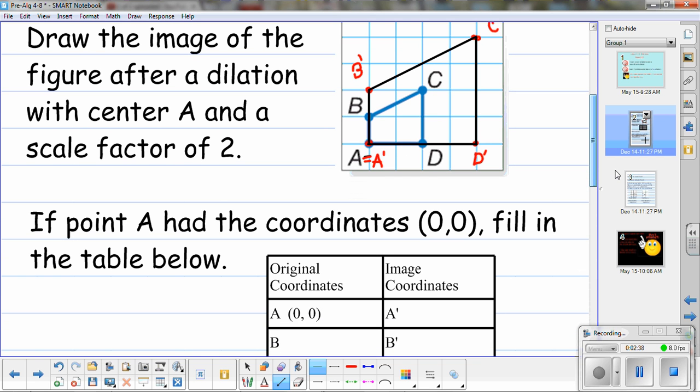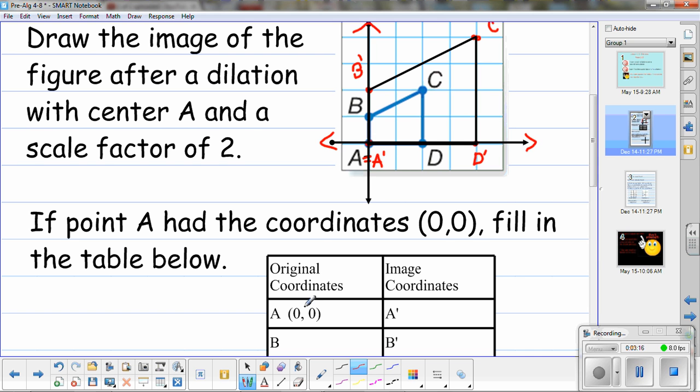Now what we're going to do is pretend that the point A is at the origin. So I'm going to go ahead and turn this into a coordinate plane. There's the x-axis. Right here is the y-axis. Now right there, the center of dilation is at the origin. We're going to write down what the original coordinates were and what the new coordinates were.